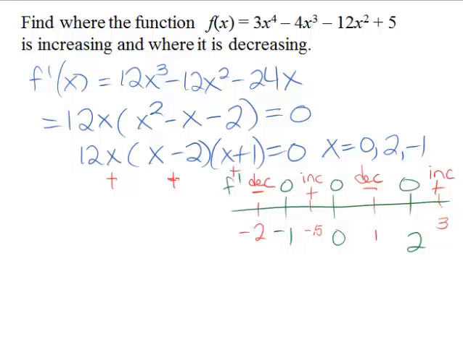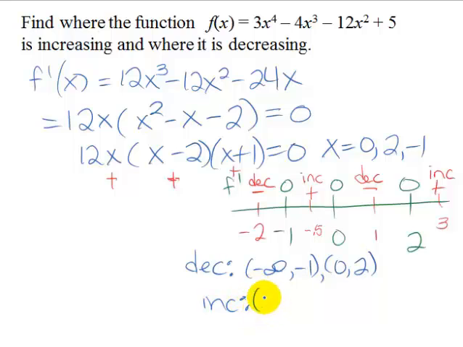So let's go ahead and list this. So we're going to put intervals where it is decreasing, and that would be negative infinity to negative 1, and from 0 to 2. Intervals where it is increasing, that would be from negative 1 to 0, and from 2 to infinity. Now let's see how we did.